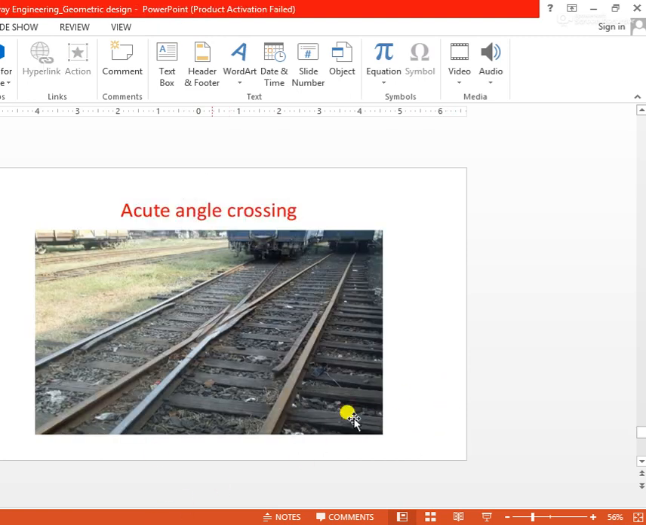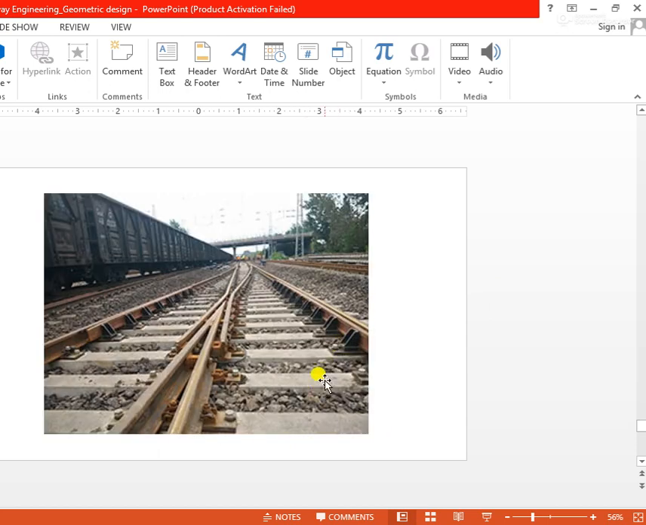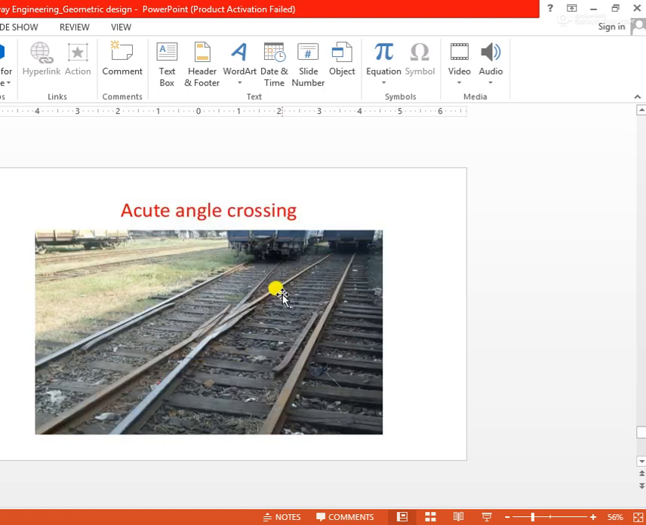After that, we have some types of crossings. Already we have studied and read in the last class that there are lots of types, but the important types of crossings. Like first is the acute angle crossing. Acute angle crossing is nothing but same as this crossing we have just studied. This crossing we can also call the acute angle crossing.